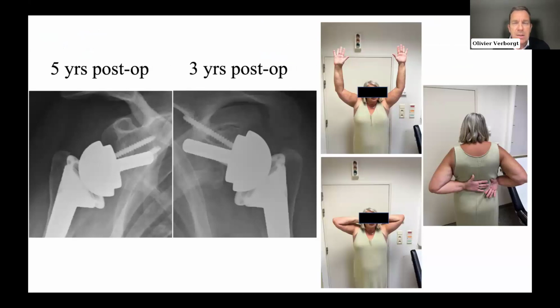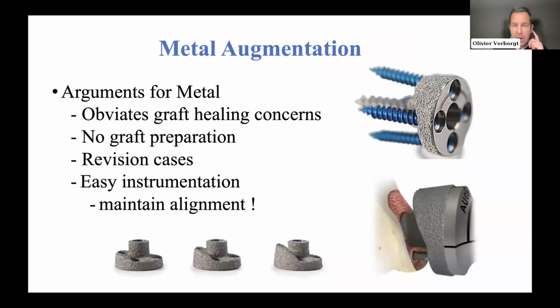This is a patient that I did, for example, a bilateral case, type C glenoid, Walch glenoid, 5 years and 3 years post-operatively with a very good outcome, and not too much resorption of the glenoid grafts. The other way to do it and to augment your glenoid is to use metal.